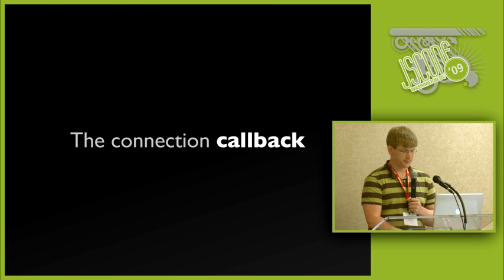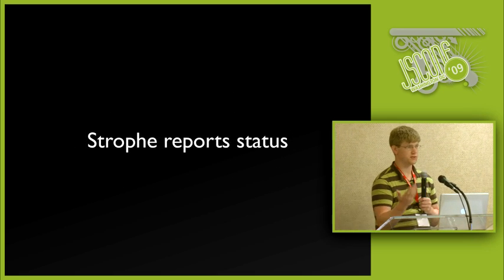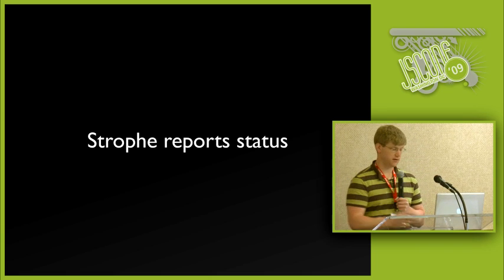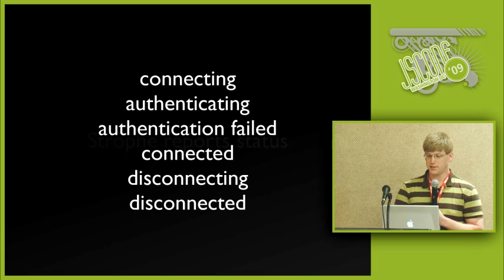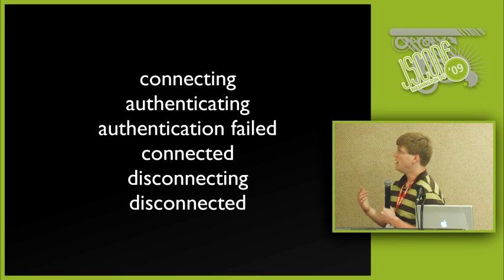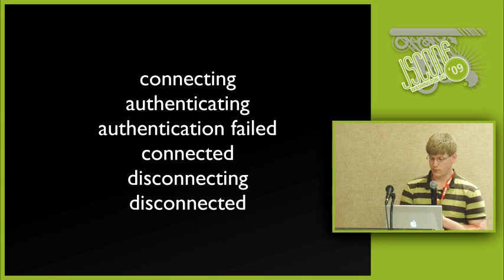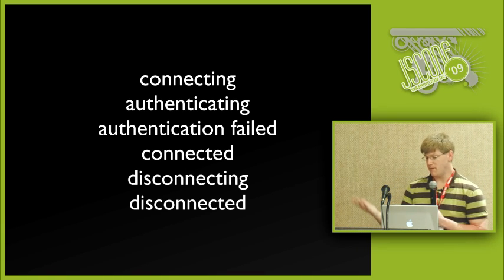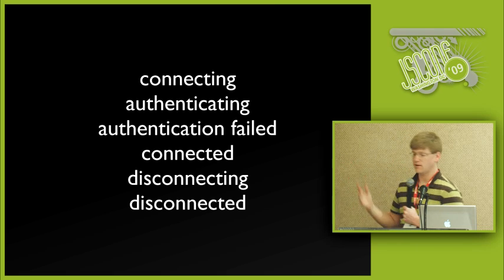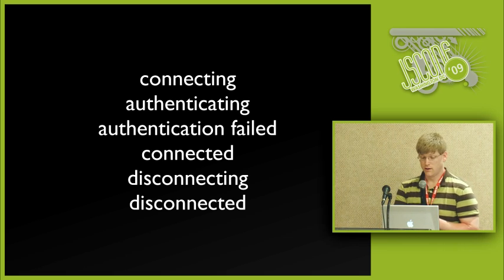The connection callback just reports the status. So whenever Strophe attempts to connect, attempts to authenticate, or has connection errors, each time one of these states happens, the callback will get notified that it happened. This is all the normal stuff that you would expect. The main one that you want to work with is you're sitting around waiting for the connected state, and then you can actually do some stuff.